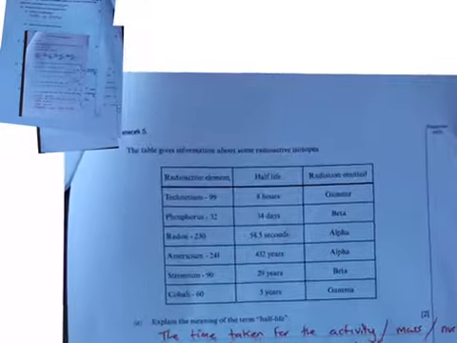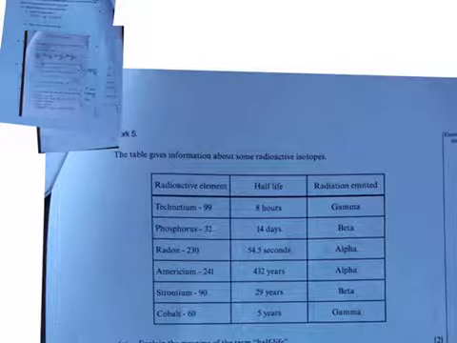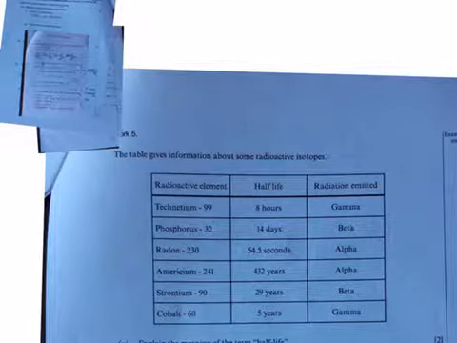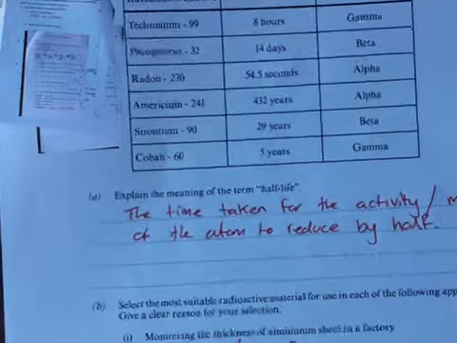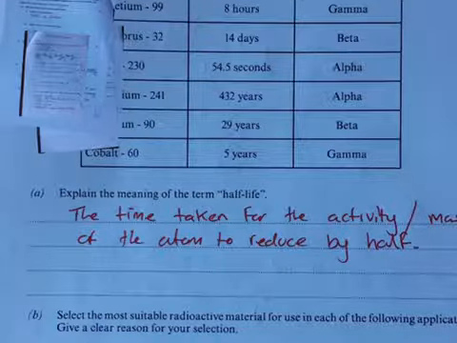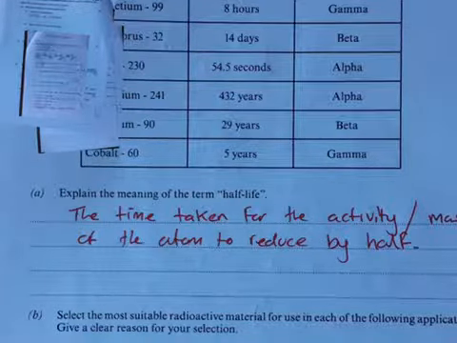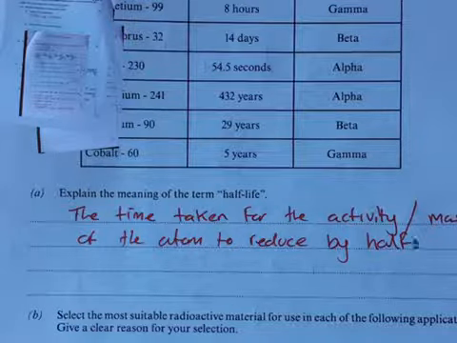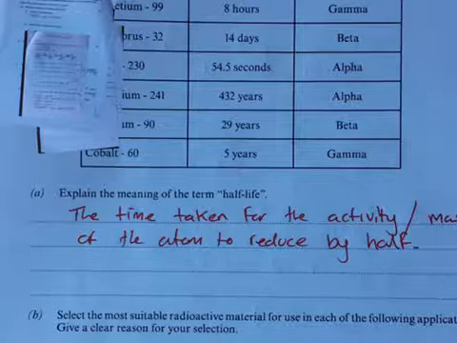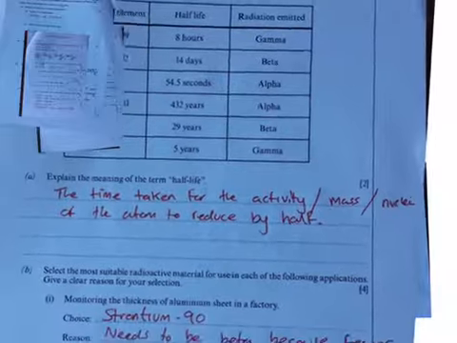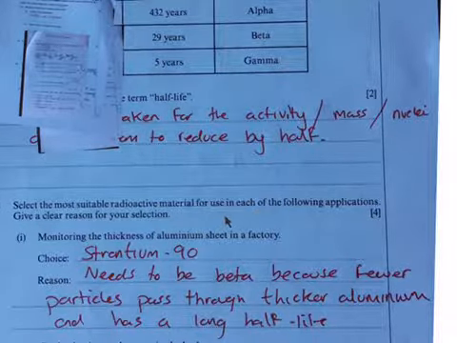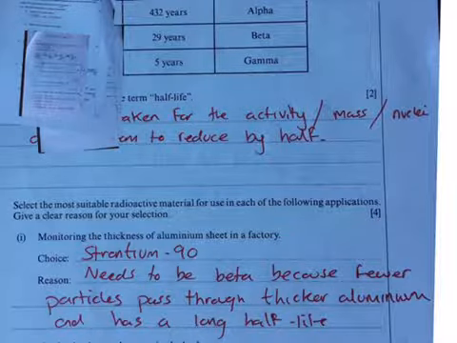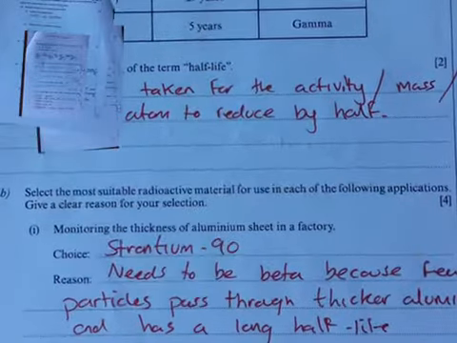The table gives you information about some radioactive isotopes, just half-lives and which type of radiation each emits. Explain the meaning of the term half-life. I've said it's the time taken for the activity or the mass or the nucleus of the atom to reduce by half. And select the most suitable radioactive material for use in each of the following applications and give a clear answer for your selection.